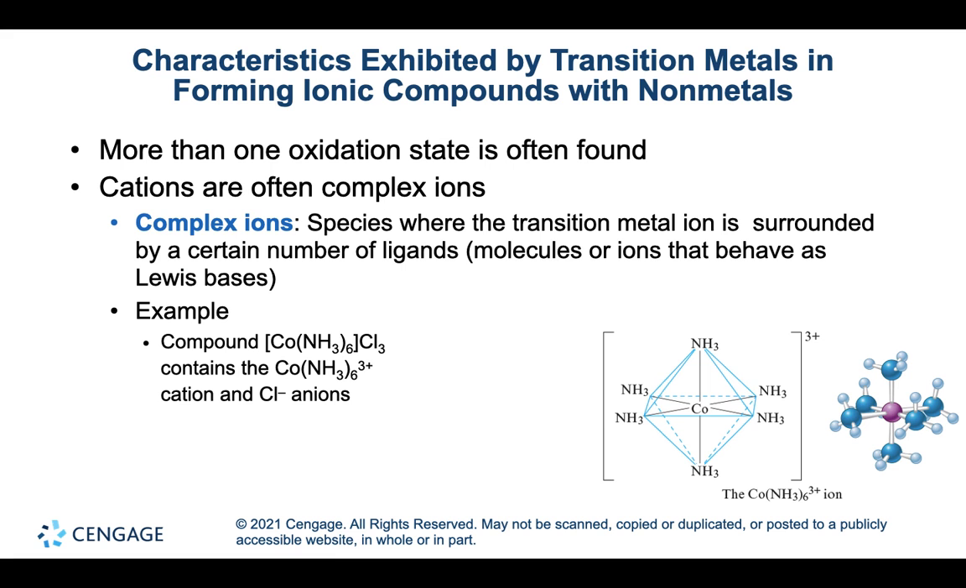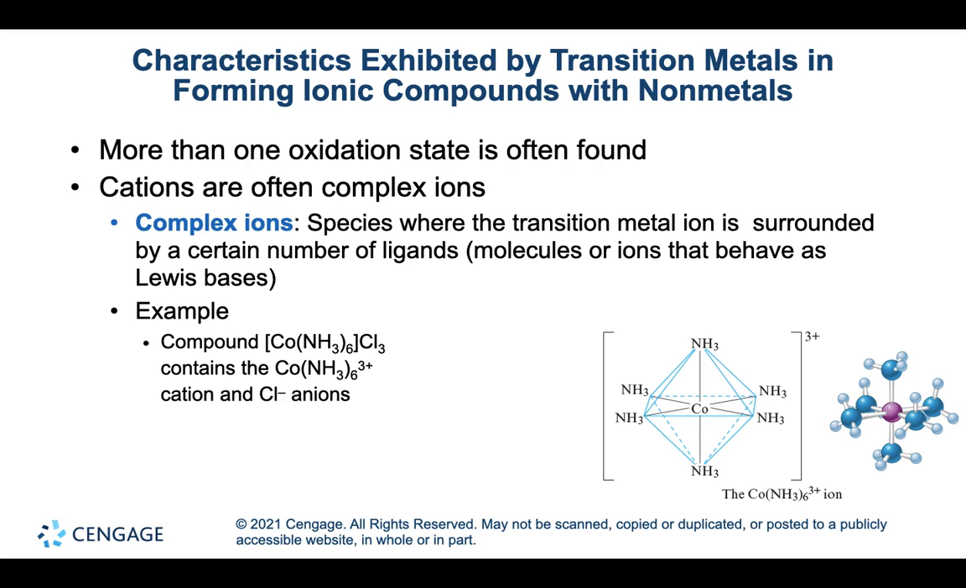So one of the main characteristics of these transition metals is that they can form more than one oxidation state. For example, iron can be +2 or +3 in an ionic compound. Copper can be +1 or +2. So that's one of the main things to remember about the transition metals: their ability to form more than one oxidation state.